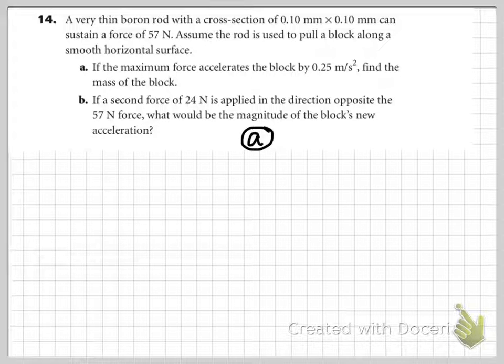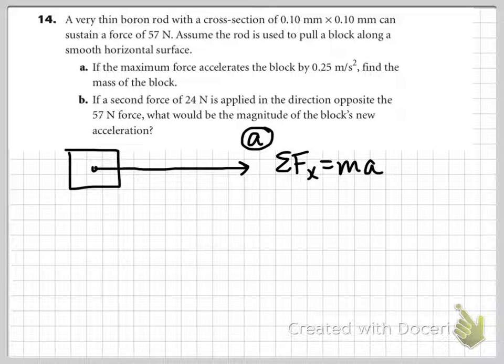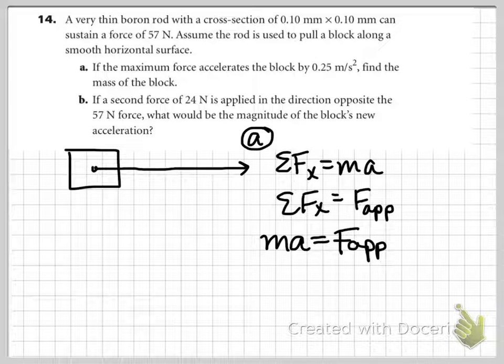Well, we're going to do that part first, and here's our free body diagram. I haven't labeled it, but that would be the applied force. There is no force opposing it in part A. So we know that the sum of forces on the x equals ma, also equals the force applied. So ma equals F applied. Well, I think you see where this is going. That's pretty darn easy. Now, let's look at part B.